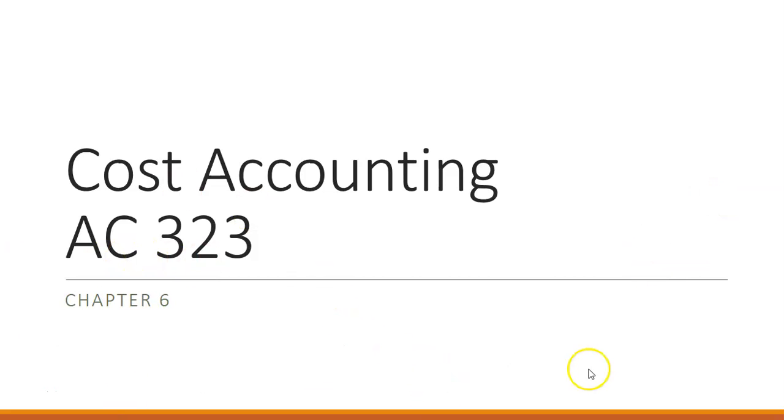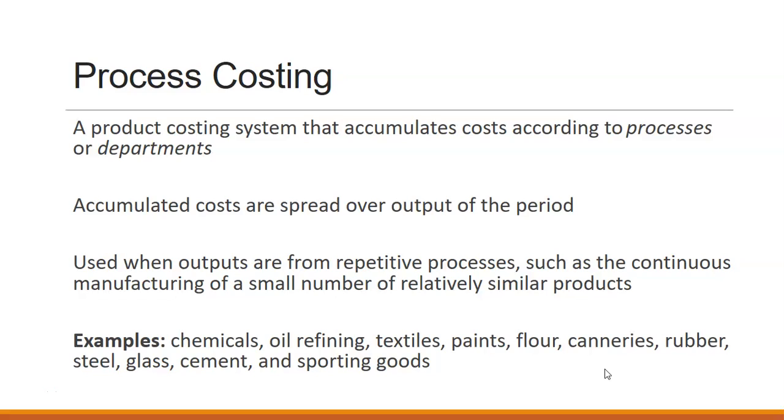Cost Accounting, Chapter 6. Chapter 6, we cover process costing. So process costing is the other main costing system in addition to job costing that we use in cost accounting. In process costing, we have processes or departments. The process costing is used when we have repetitive processes that manufacture very similar products.